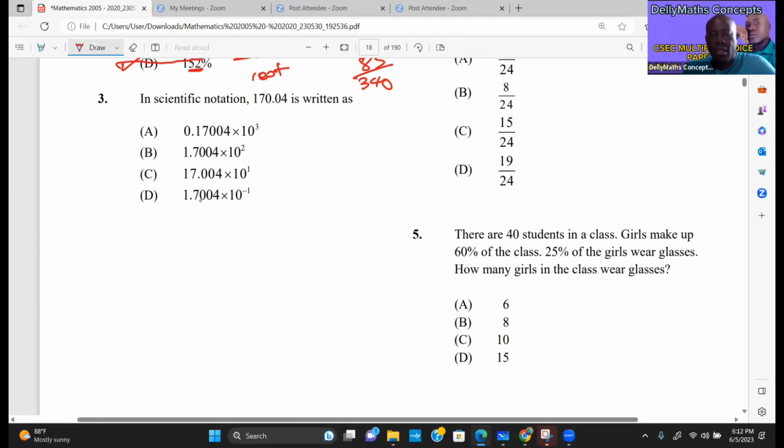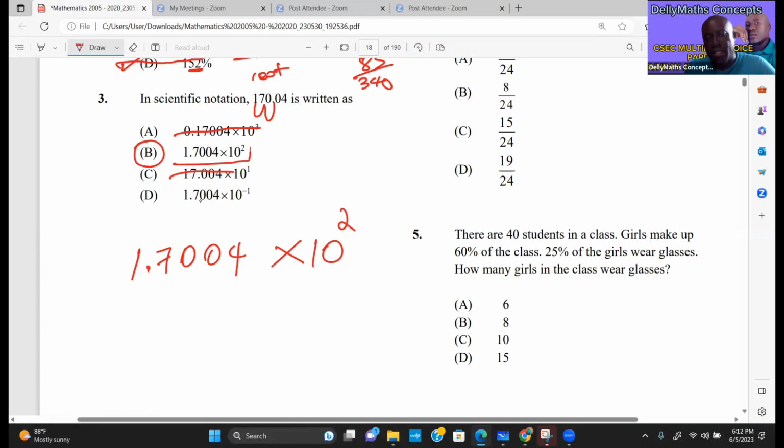Scientific notation. Concept behind scientific notation. The decimal point must come after the first non-zero digit. After the first non-zero. So it could not be 17. It could not be that. So we're saying that there are always two answers that are way off, and then they will give you two to think about. So the decimal point must come after the first non-zero digit. For example, it's going to come right here, 1.7004. And you could check to see how many places it moved to get there. 1, 2 places. So it's going to be times 10 raised to the 2. And this is the only one that has a 10 raised to the 2. So the answer is B.